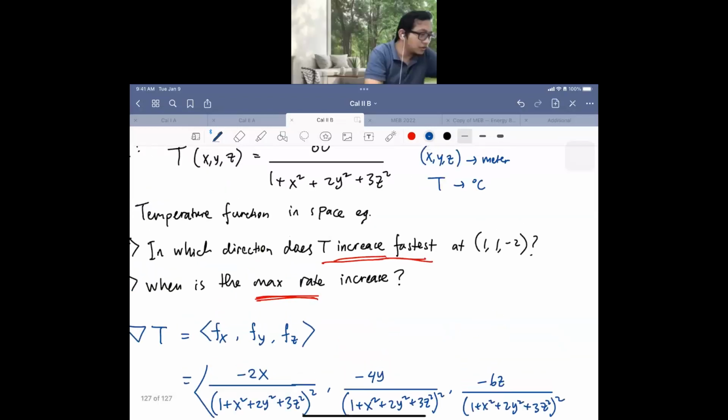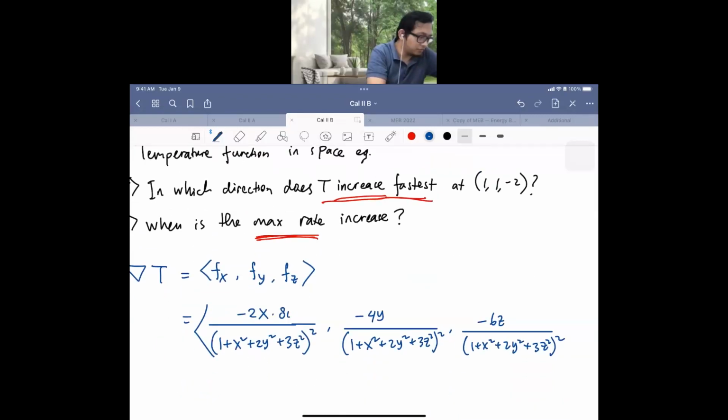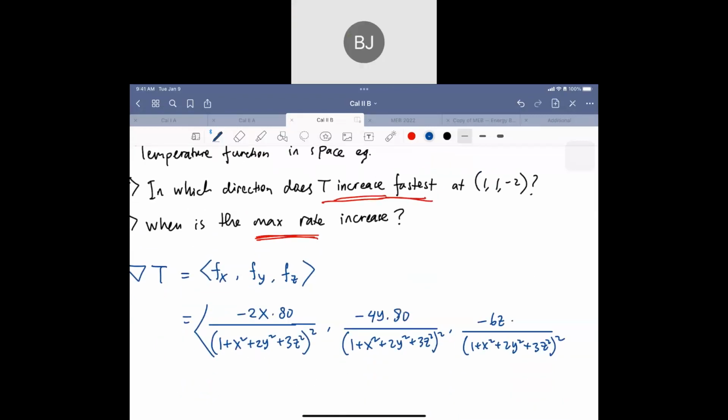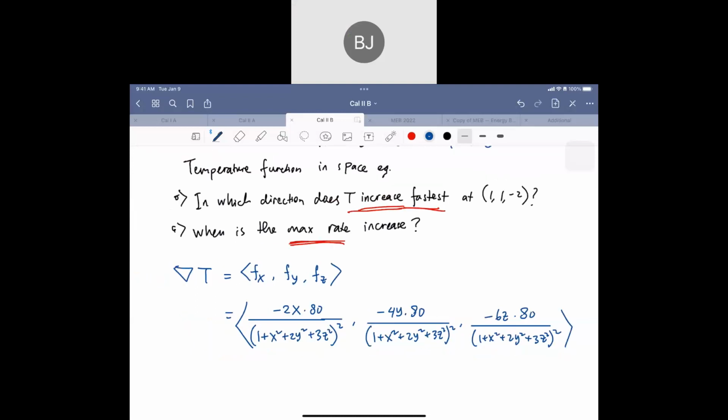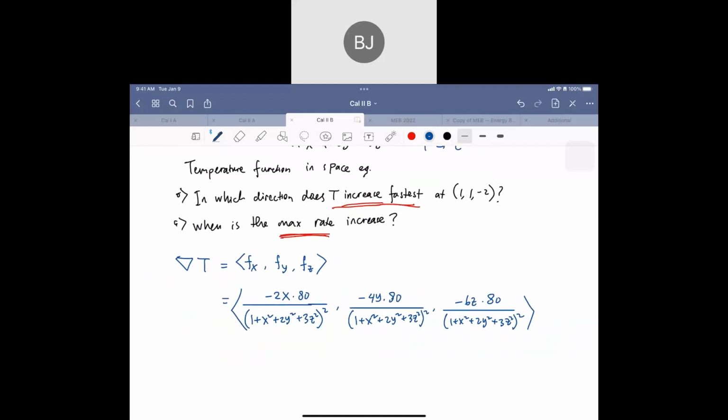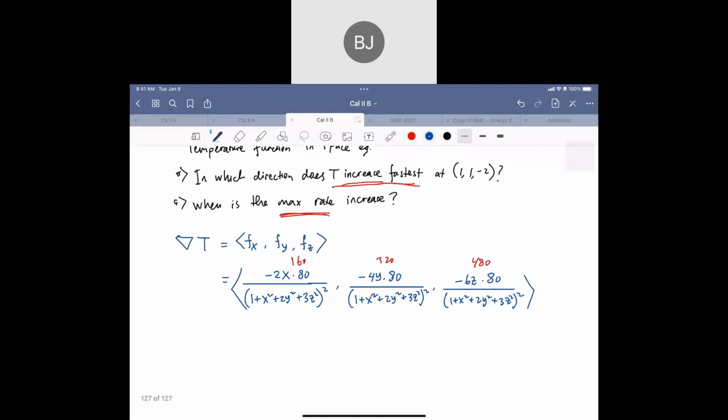Oh, 80, sorry. Multiply with 80. Forgot to multiply. Okay, we get this. And now it's become 160, 320, 480. I think we can factorize 160. Go outside and factorize the denominator: 1 plus x squared plus 2y squared plus 3z squared, squared.